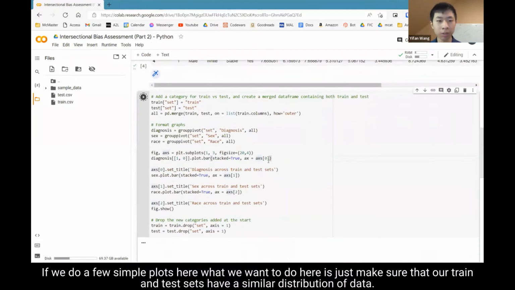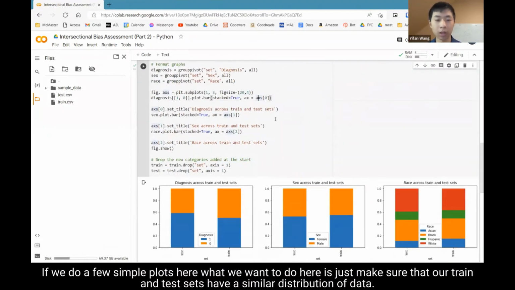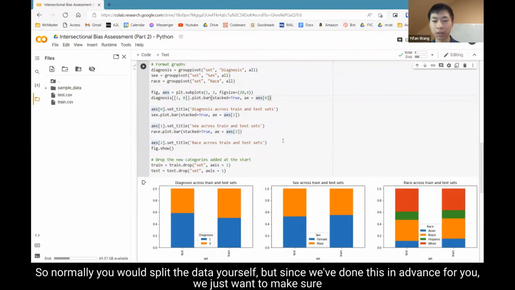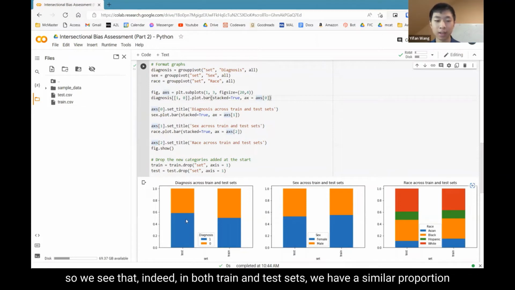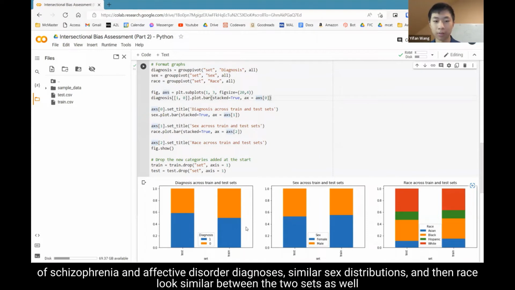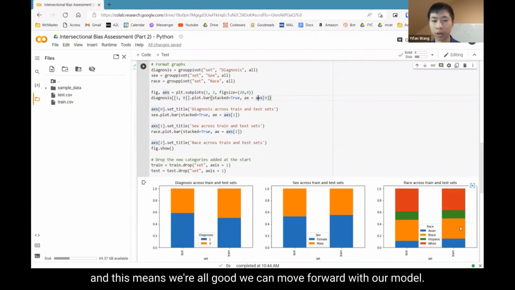So if we do a few simple plots here, what we want to do is just make sure that our train and test sets have a similar distribution of data. So normally you would split the data yourself, but since we've done this in advance for you, we just want to make sure that these 2 sets are similar to each other and that they're drawn from the same population. So we see that indeed in both train and test sets, we have a similar proportion of schizophrenia and affective disorder diagnoses, similar sex distributions, and then race looks similar between the 2 sets as well. And this means we're all good. We can move forward with our model.